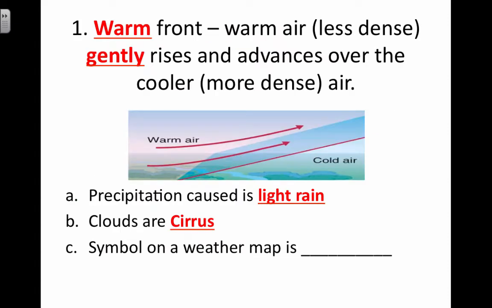If you have a warm front, the warm air is less dense. We know that more dense stuff sinks, less dense stuff rises. So it gently rises over that cold, moist air. So in a warm front, you're going to get light rain. You're going to get those high, wispy cirrus clouds. And we'll do the symbols together when we go over it.